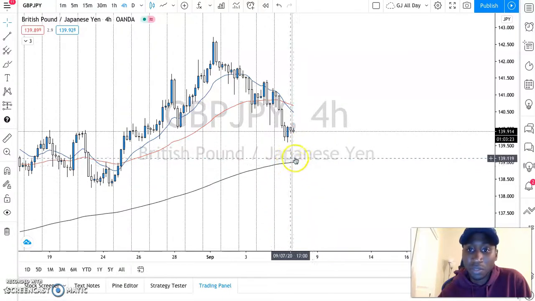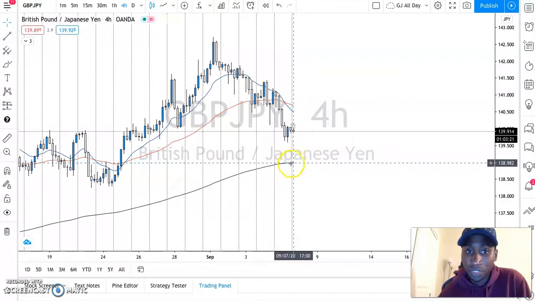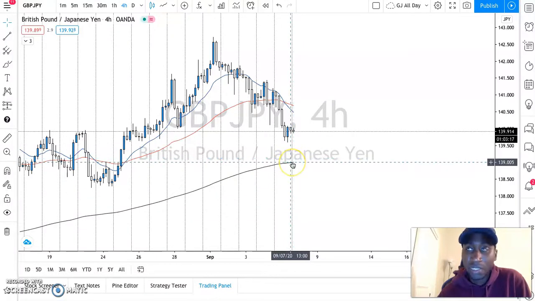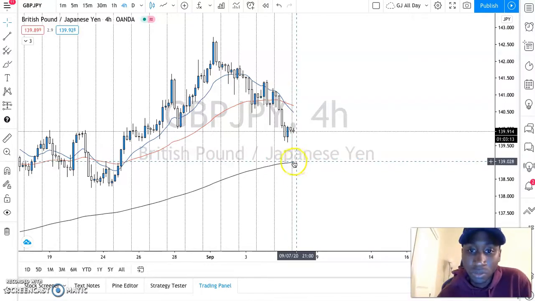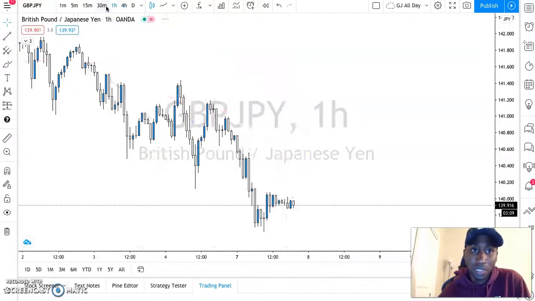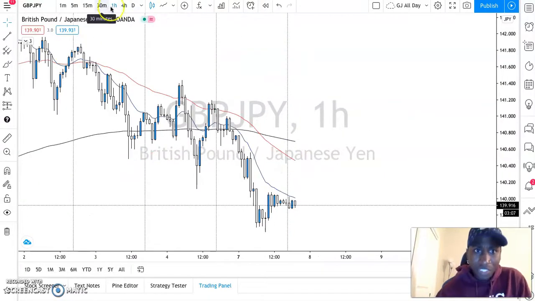But I know this is a strong area. The 200 EMA is like a wall. It takes news or some kind of catalyst to break the 200, especially on the H1, H4, even M30.